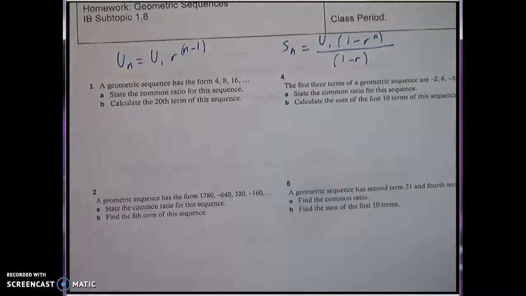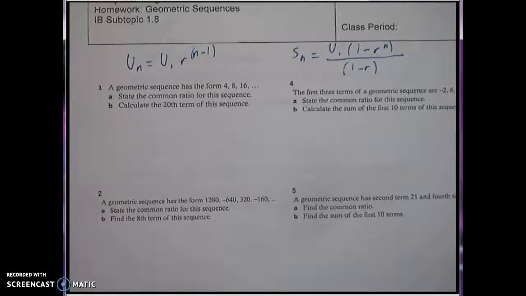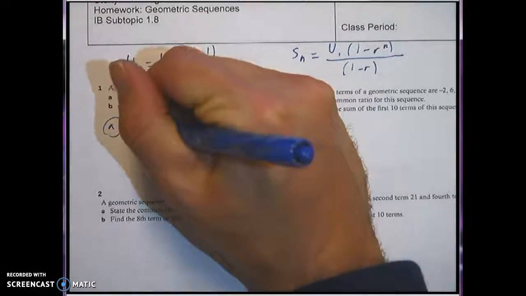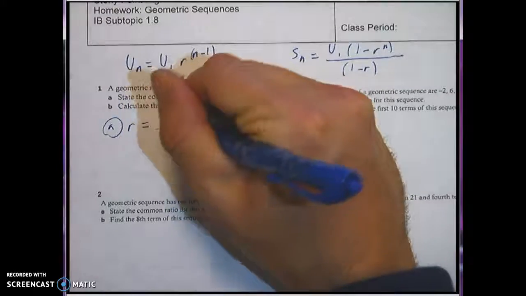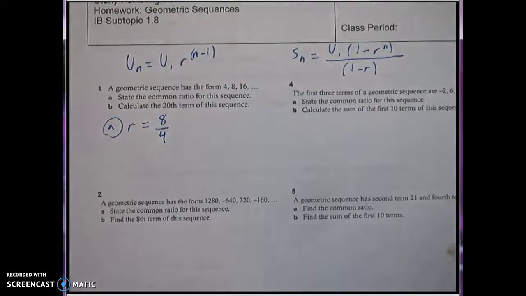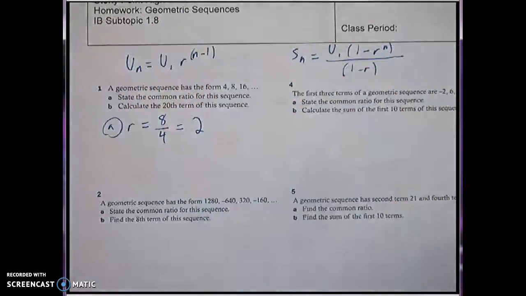A geometric sequence has the form 4, 8, 16. State the common ratio. The easiest way to find the common ratio is take those first two terms and simply divide them. So the second term is 8, the first one's 4, 8 divided by 4, the common ratio is 2. It's doubling every time.